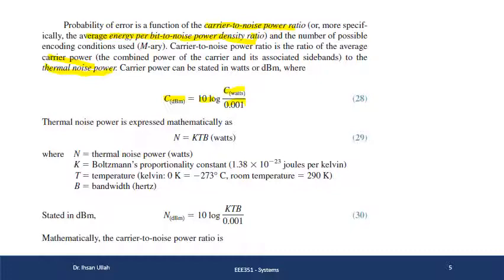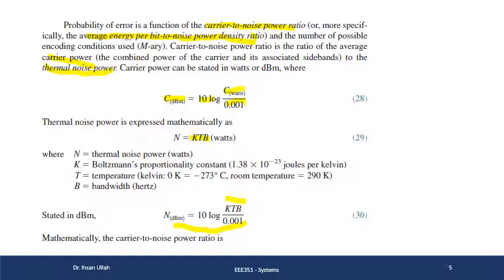So thermal noise can be expressed mathematically as N = kTB, and the unit will be watts, where N is the thermal noise power, K is the Boltzmann constant, the proportionality constant, T is the temperature in Kelvin, and capital B is the bandwidth in Hertz. So if you want to see this noise power in dBm, you are going to use this formula where you take 10 log base 10 of this noise power in watts divided by 0.001.